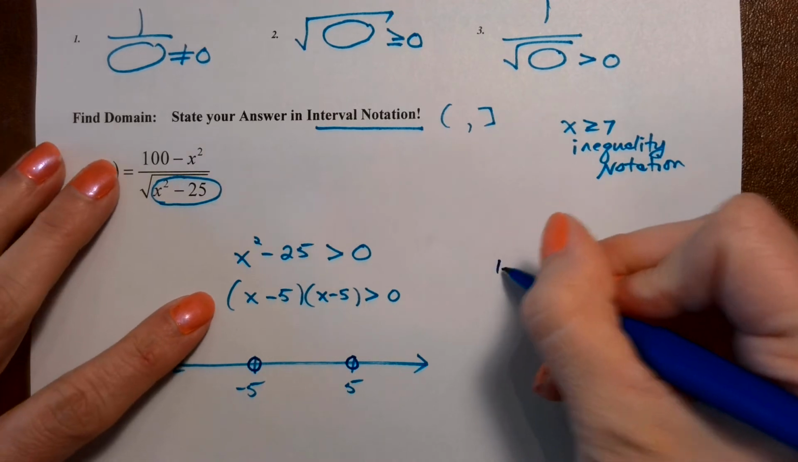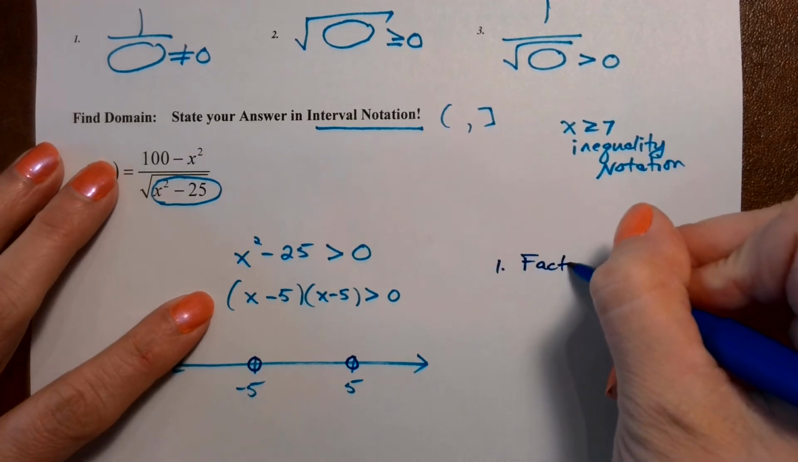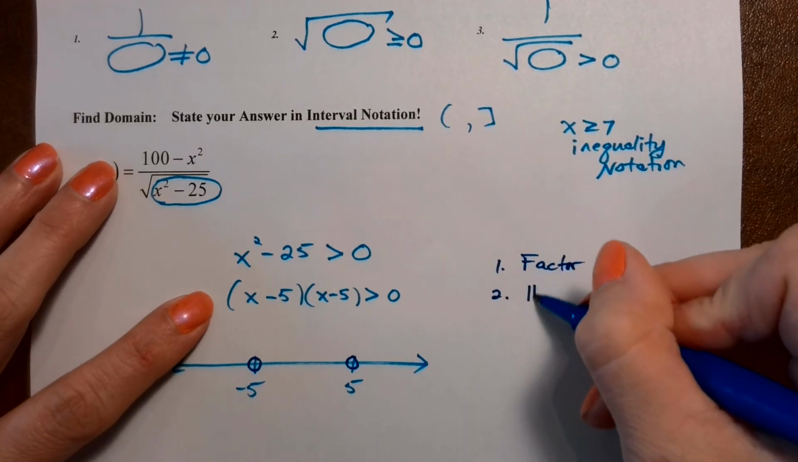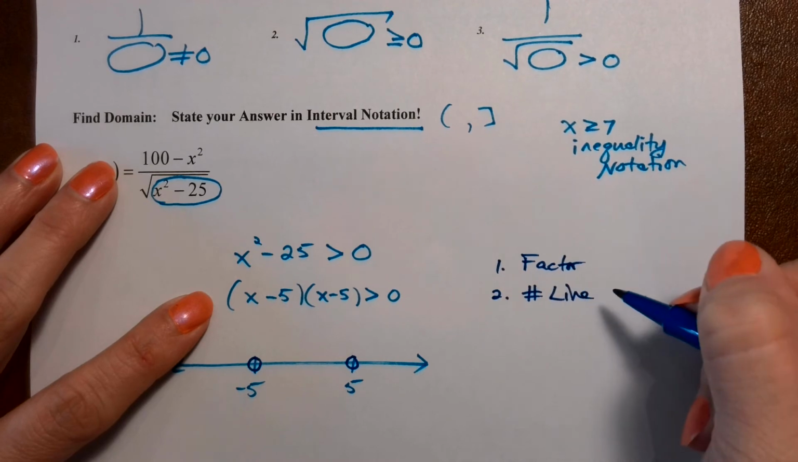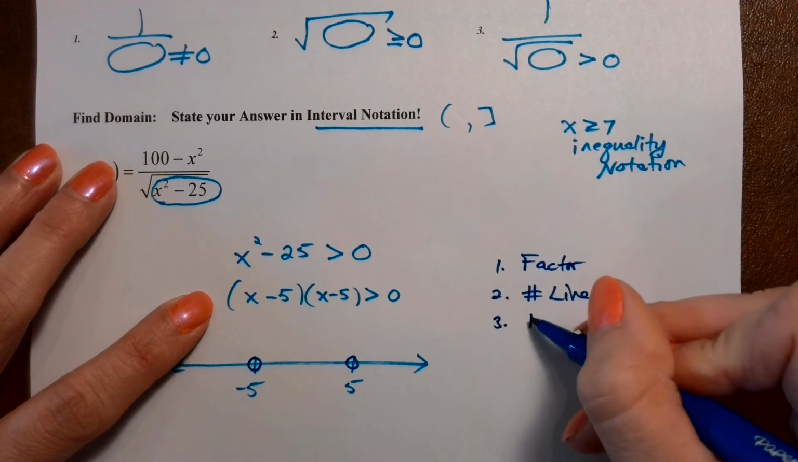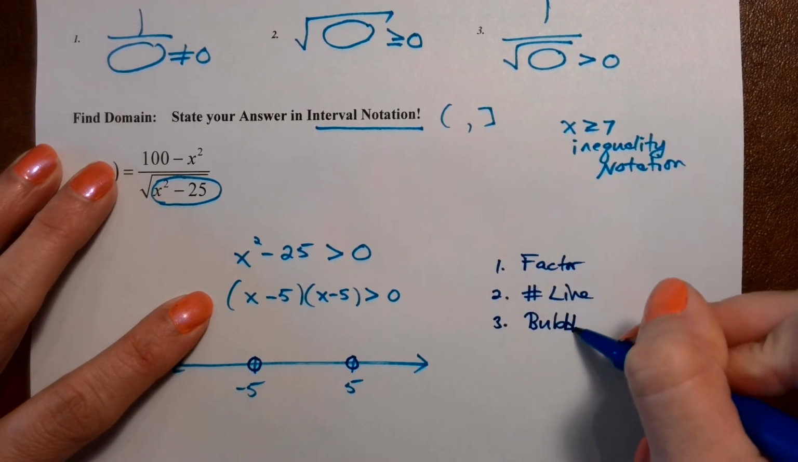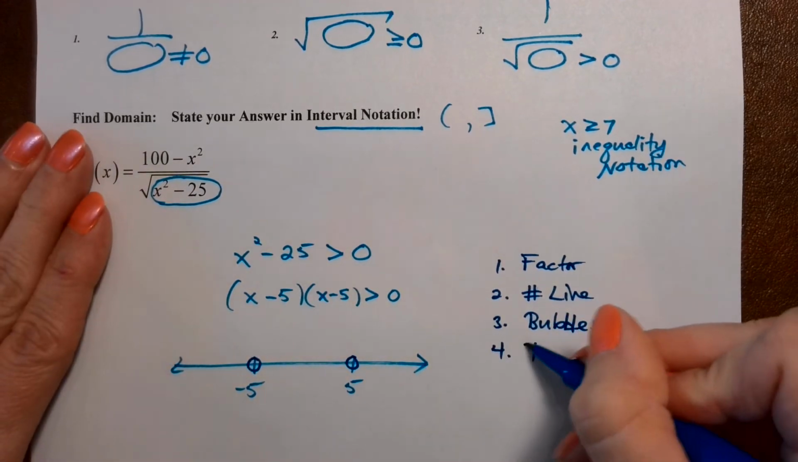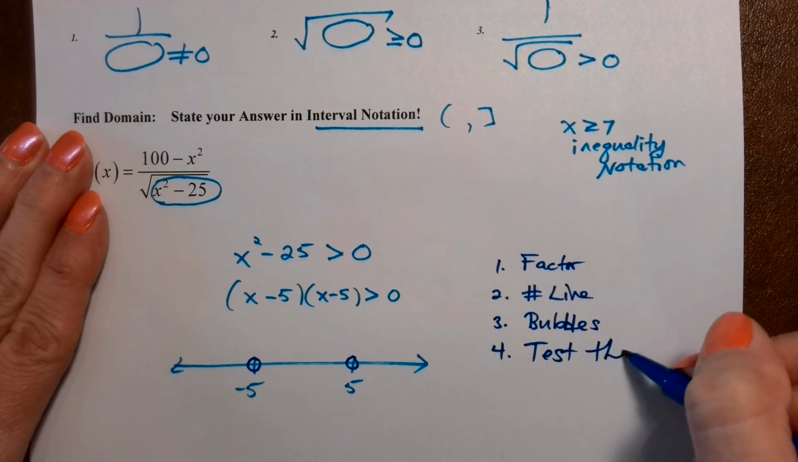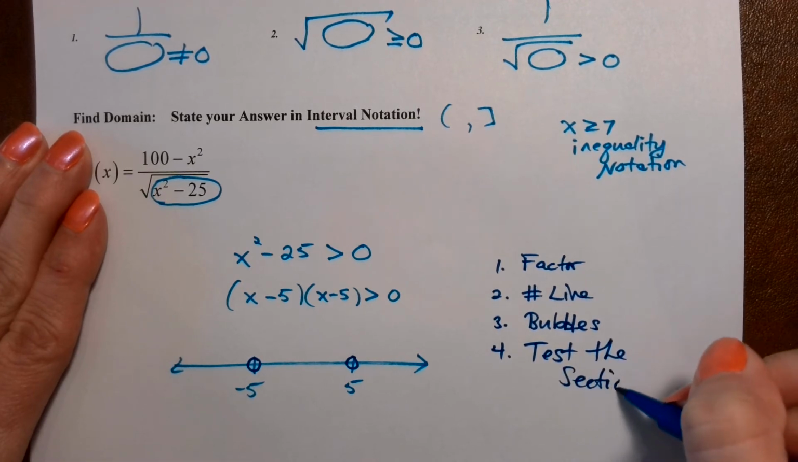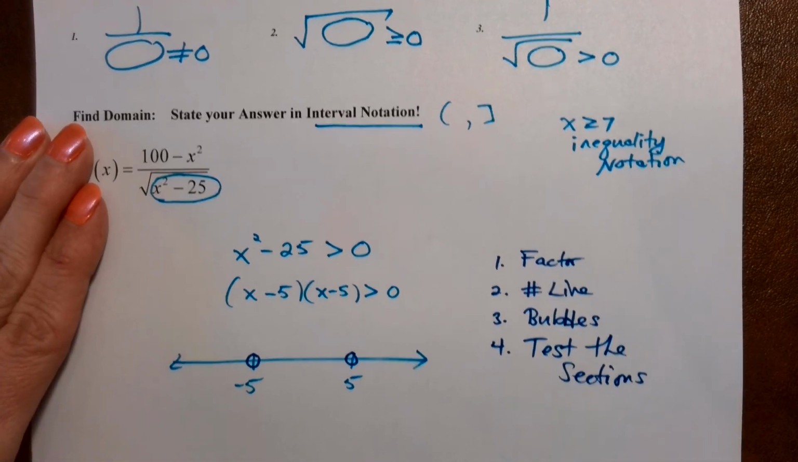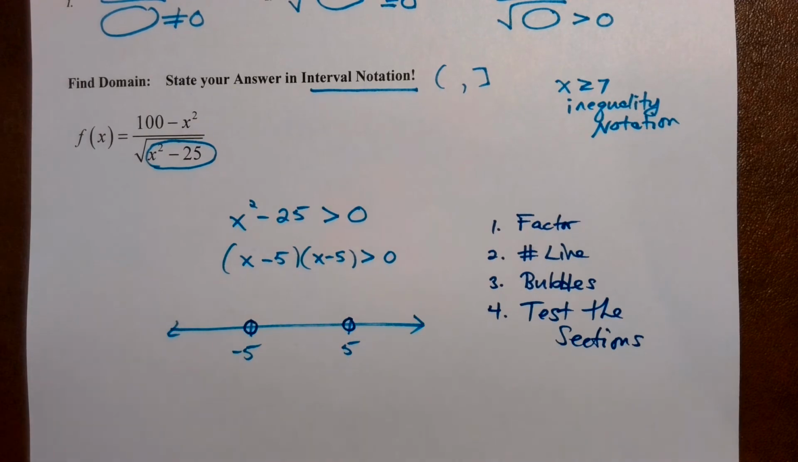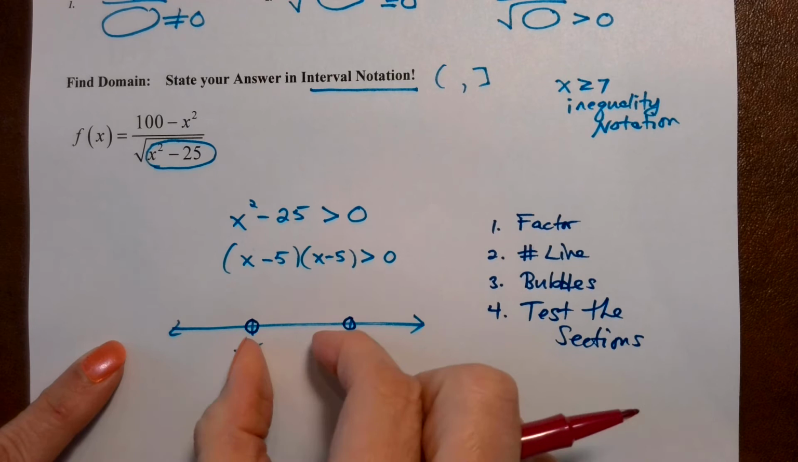So step 1, we factor. Step 2, you draw the number line. Step 3, consider the bubbles, and draw some bubbles. Step 4, we test the sections. And this is where some people get a little confused. How do you figure out where to color? You're going to take a value and not put it on the section. It's just these 3 sections.